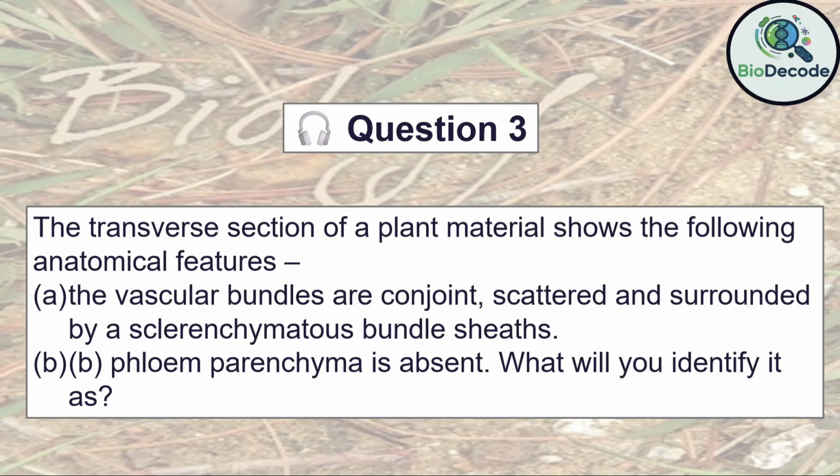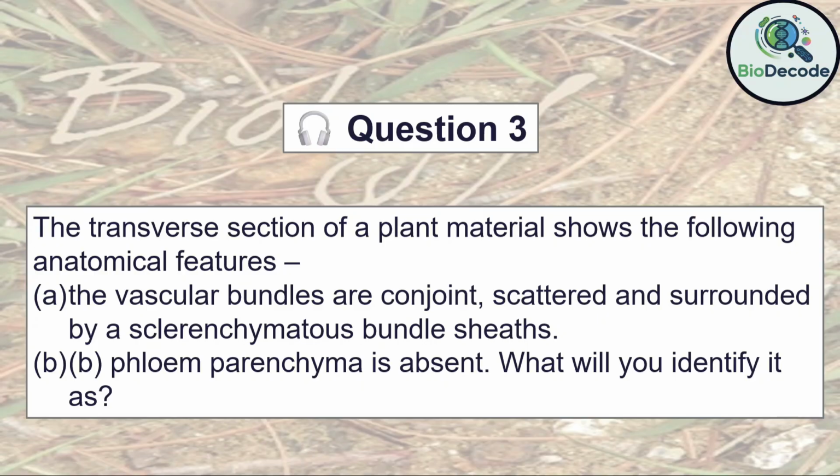In a monocot stem, vascular bundles are numerous and scattered throughout the ground tissue. Each vascular bundle is conjoint and closed, meaning xylem and phloem are located on the same radius but separated by no cambium.